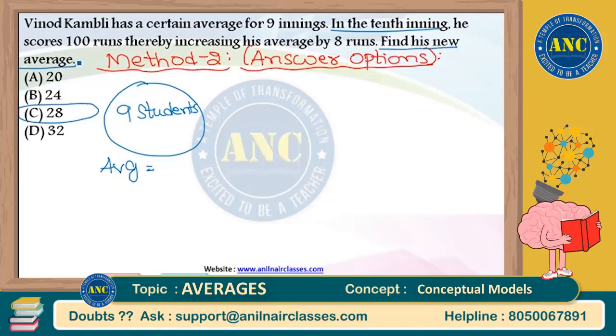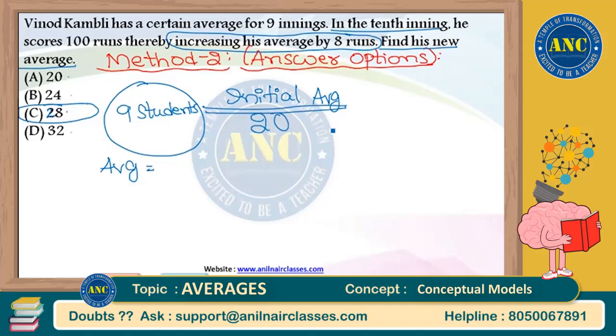The question is find his new average. That means the answer option also will represent a new average. I am assuming the new average as 28, the new average after the average increases by 8 marks. That means the initial average will be 20, right? Initial average will be 20.